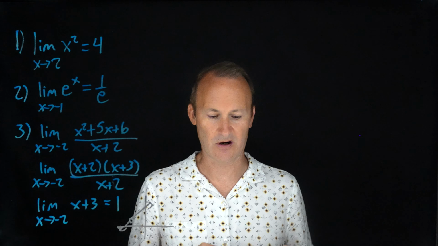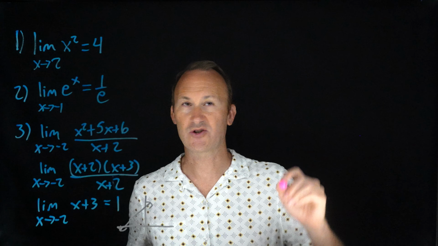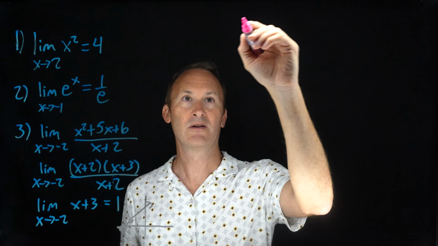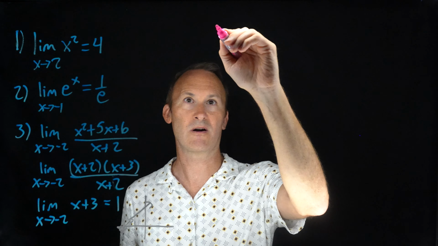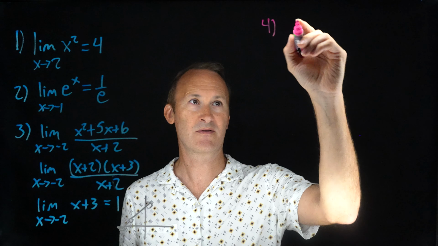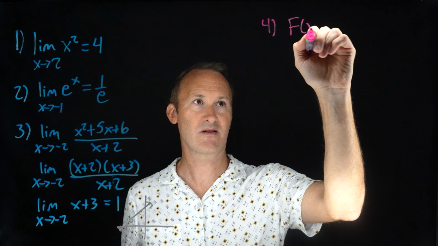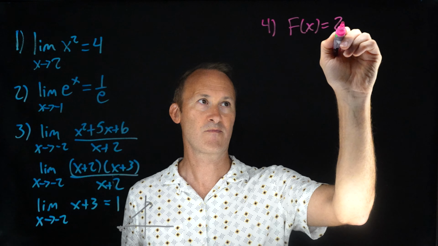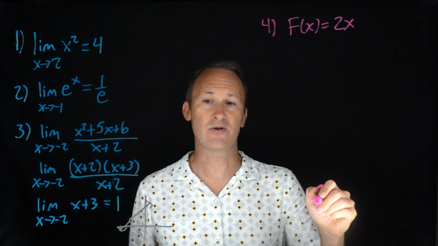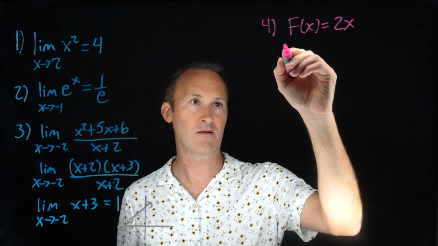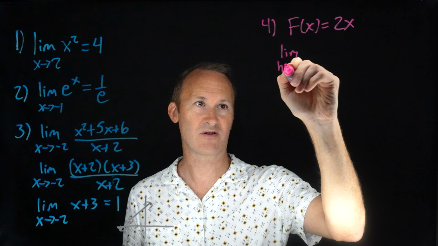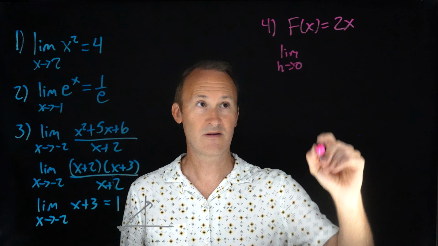Okay, I want to start with some functions. Like let's consider the following. Let us consider, how about f of x equals 2x. Okay, so we're going to start with this function, and what we're going to do now, we're going to look at the limit as h approaches 0 of what?